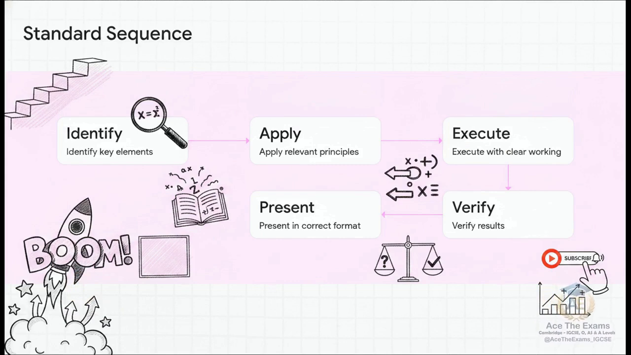Step 4. Verify results. Sam takes an extra 10 seconds to plug a random value of x into both sides just to ensure the identity actually holds true. Step 5. Present an appropriate format. Sam writes out the full final partial fraction clearly at the bottom. Boom. We just went from 0 marks to full marks. This total transformation is entirely based on adopting this logical sequence.